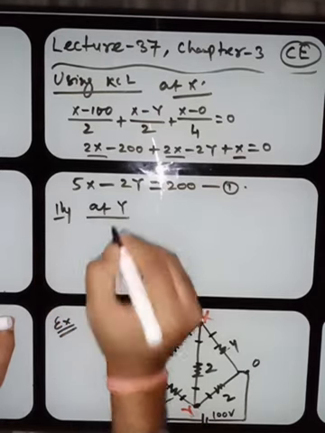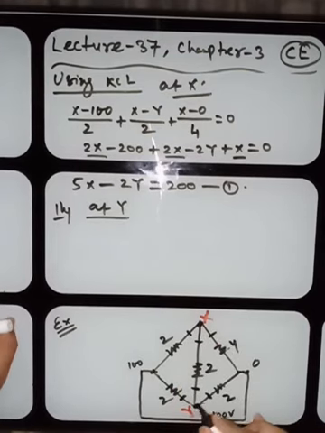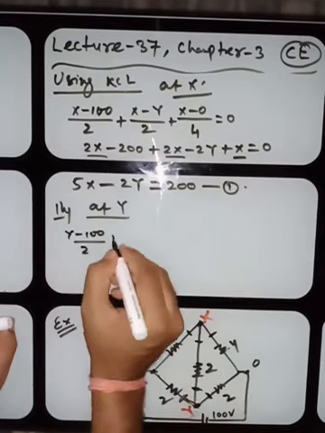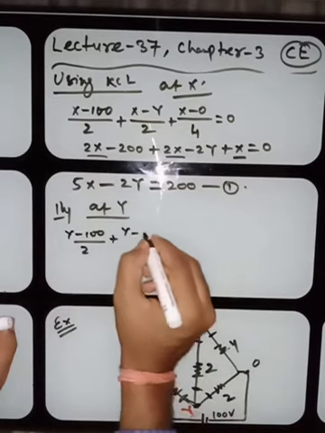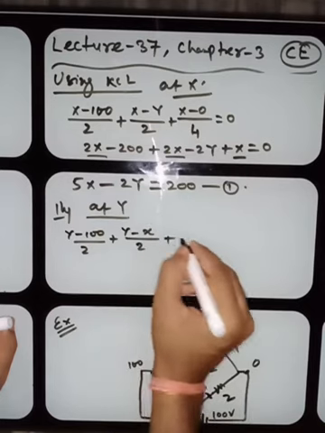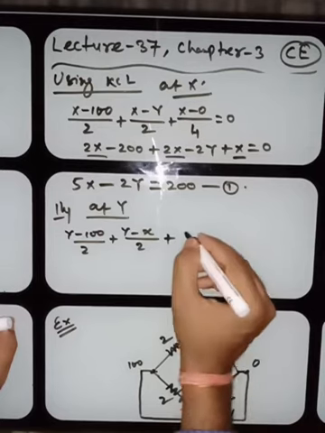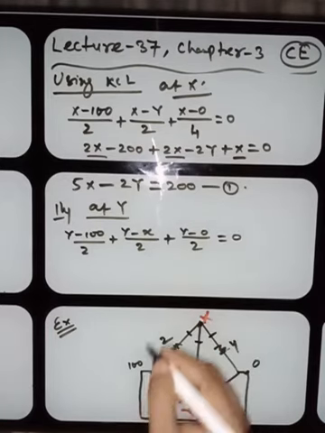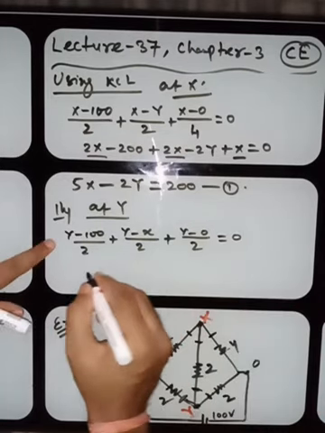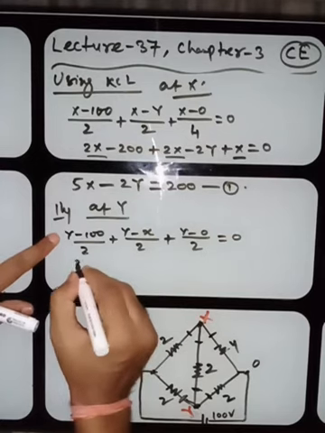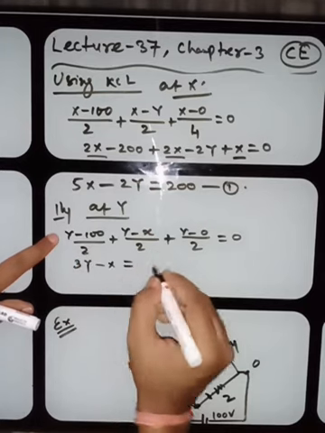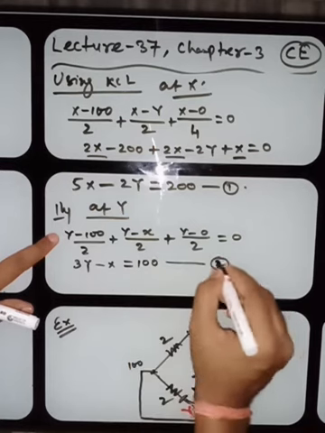Okay, now similarly at Y, if you apply the KCL at Y, again current is moving through three sections, so (Y minus 100) divided by 2, plus (Y minus X) by 2 again, plus (Y minus 0) divided by 2 again, equals how much? 0. Now solve this equation. So 3y minus x equals how much? Here the 100. It is equation 2.